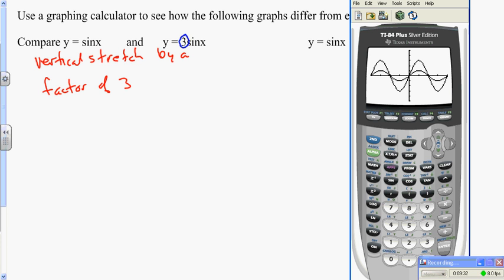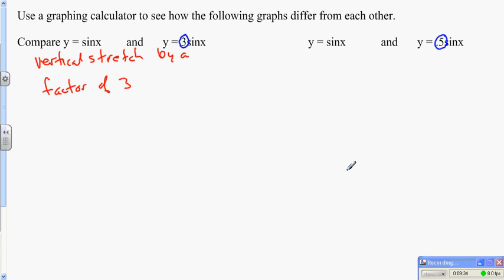Okay, now at this point I'm going to stop. This will be the conclusion of part A, and I'll pick up the rest in part B.